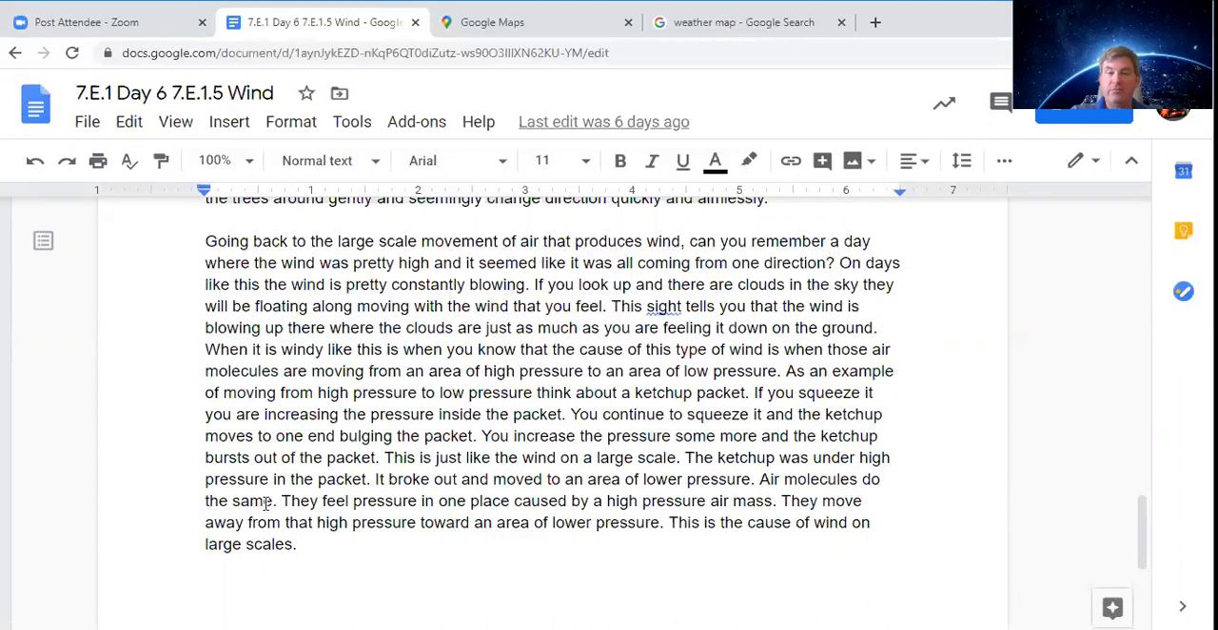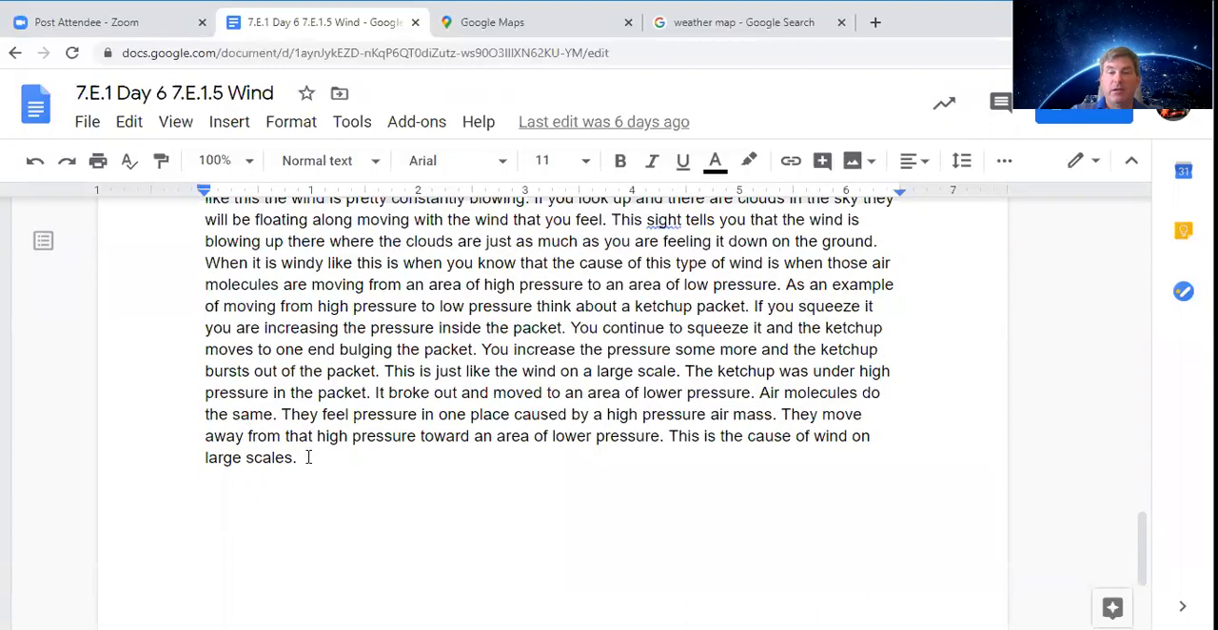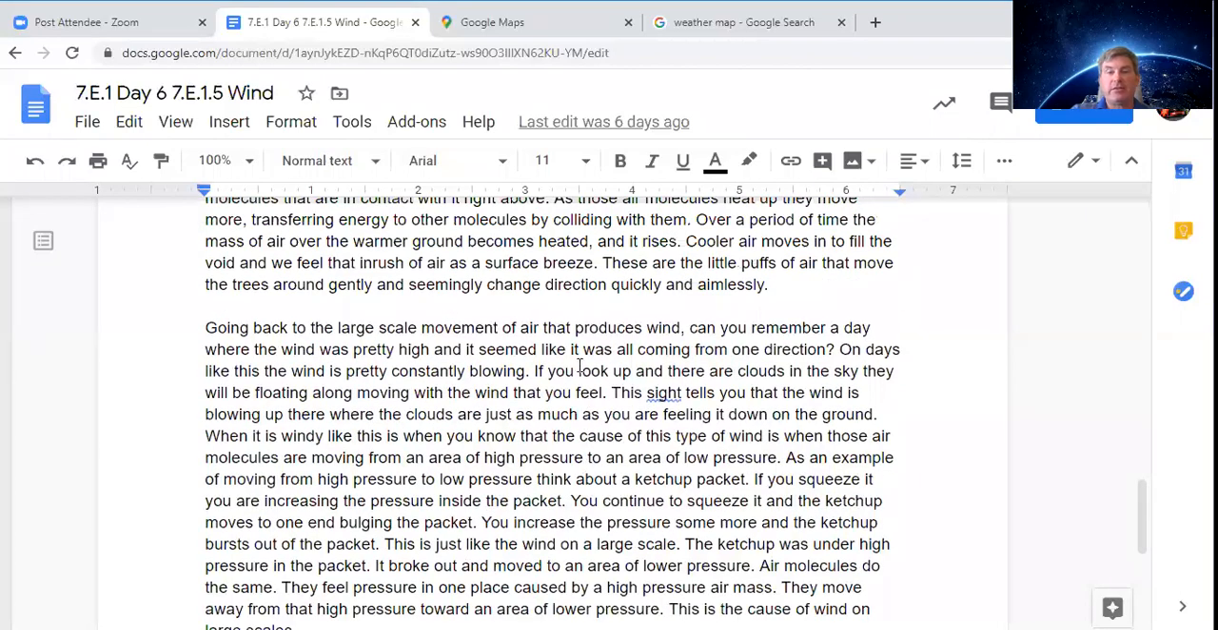Air molecules do the same thing. They feel pressure in one place caused by a high pressure air mass. They move away from that high pressure towards an area of low pressure. This is the cause of wind on a large scale. So when you're feeling wind that is just constant, all day, it seems like the wind's been blowing from this direction to that direction, the clouds are moving that way and everything else, that's where you have that movement of air from high pressure to low pressure.